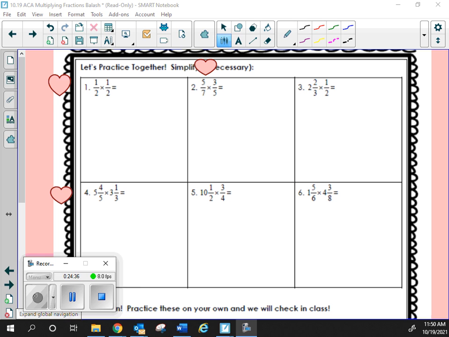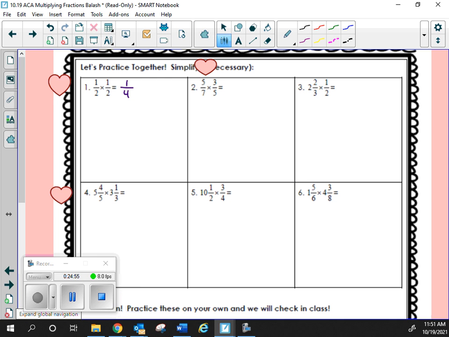When I multiply fractions, I do top times top, bottom times bottom. So let's do this. 1 times 1 is 1. Okay, 2 times 2 is 4. I cannot simplify this because 1 is prime. I cannot break that down anymore. It's going to stay 1/4.